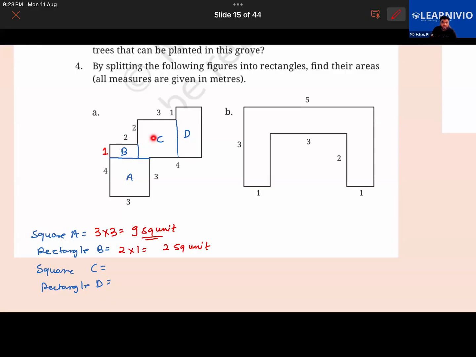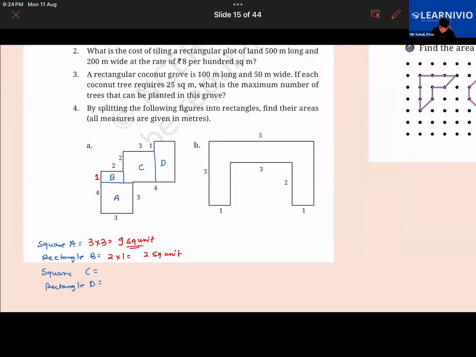It's meters, it's written. All measures are given in meters. Oh yeah, thanks for pointing that out. Okay.